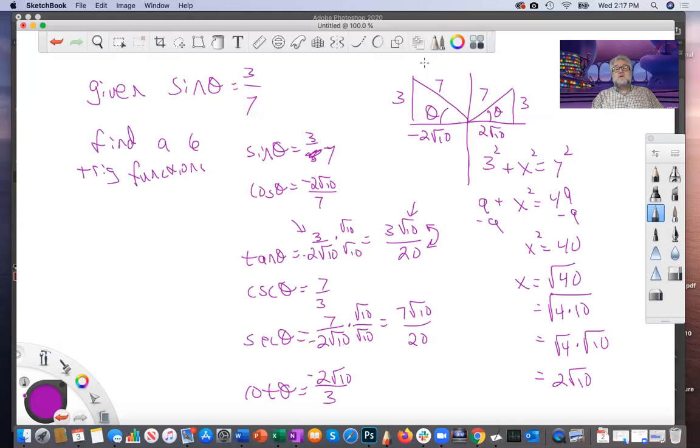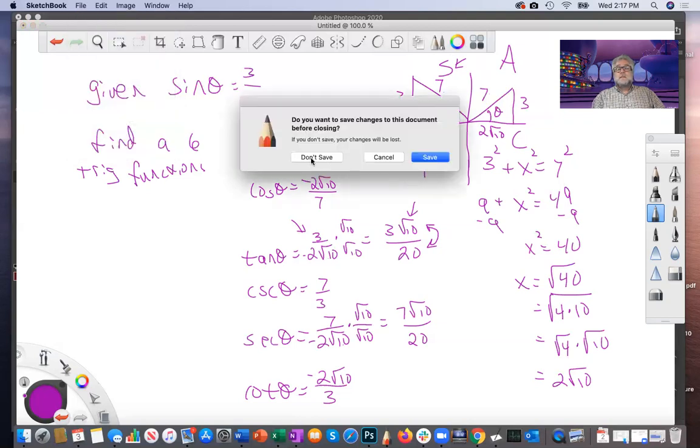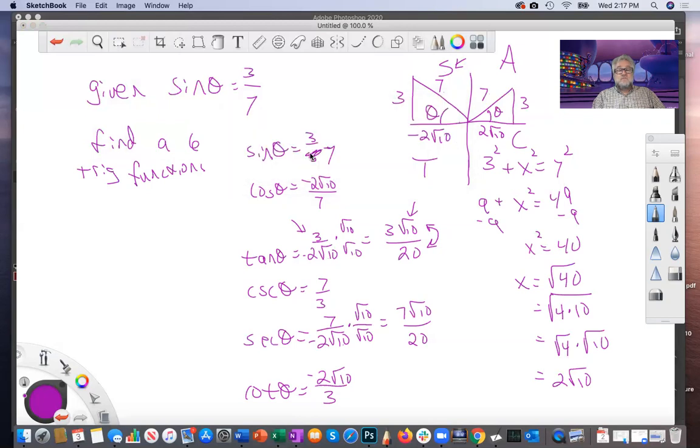Because over here, only sine. All students take calculus. Only sine would be positive. All the others have to be negative. Very, very important. So folks, remember that. You always got to think all students take calculus. Very important.